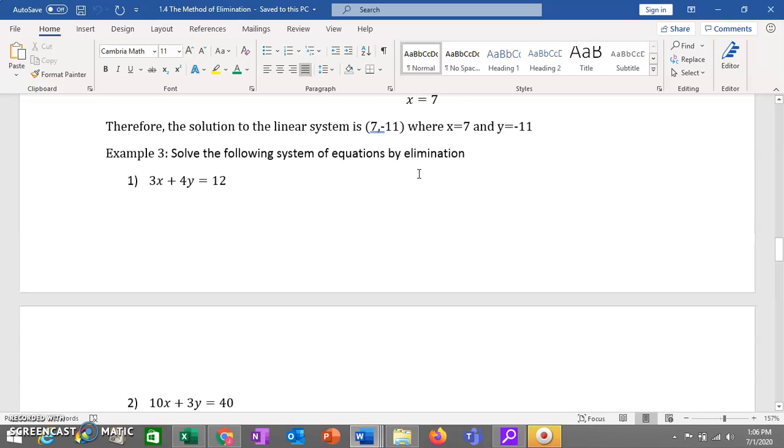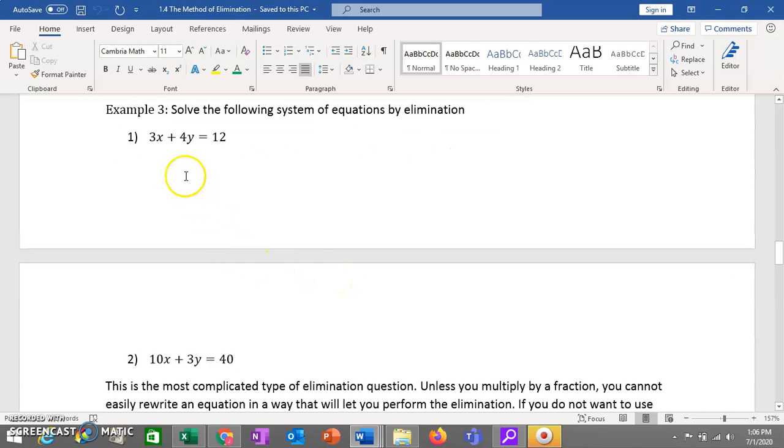All right, so example 3 is the most complicated type of question you're going to get, because what you're going to notice here is that there is no easy number that I can multiply either equation by to get a case where I have, say, for example, a 10 and a negative 10, or a 4 and a negative 4. If I want to multiply something by 3 to get to 4, that's going to be a fraction. That's going to be 4 over 3. If I want to multiply something by 3 to get to 10, again, that's going to be a fraction. So if I don't want to use fractions, this question is kind of annoying. But there is a workaround.